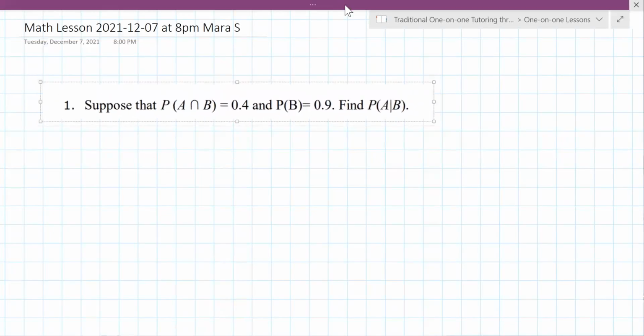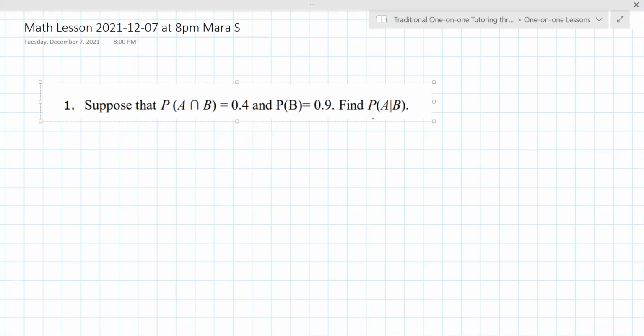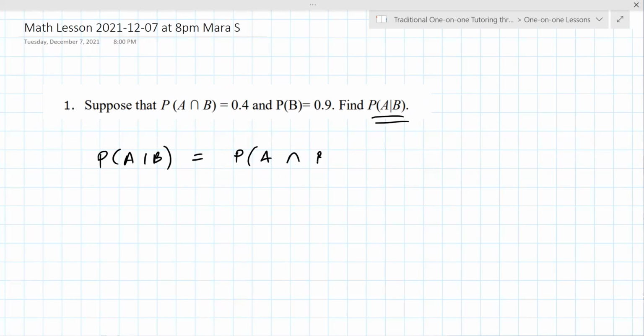Suppose probability of A intersect B equals 0.4, probability B equals 0.9. Find the probability of A given B. So probability of A given B, this is a formula. If you get a formula sheet, that's great. This is the probability of A intersect B over the probability of B. So whatever letter is second is down here.